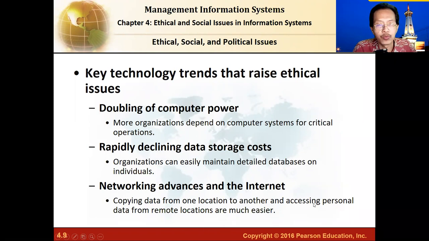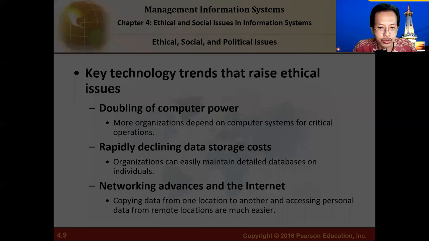And then networking. You can use a network anywhere in the world. And then eventually you can distribute any content easily. If you have a content, a movie, for instance, you can just copy it, upload it, and then share it with your friends. So that's networking. And these changes in technology could result in ethical, social, and political issues.